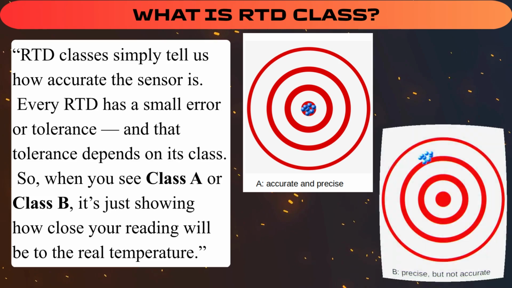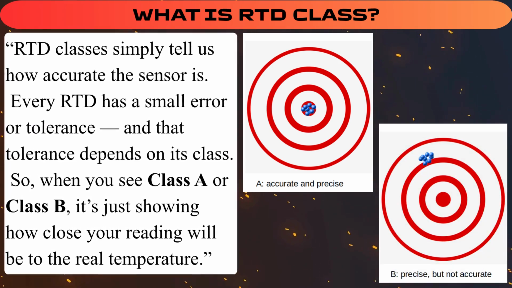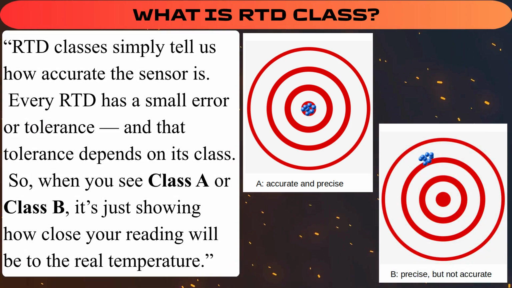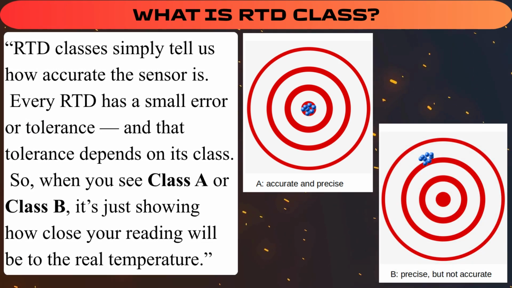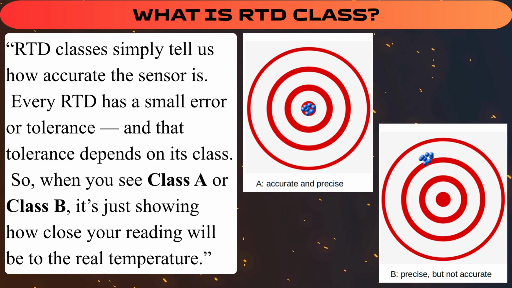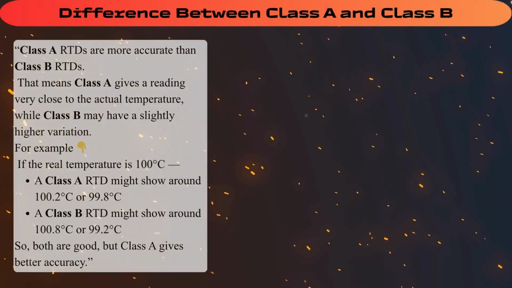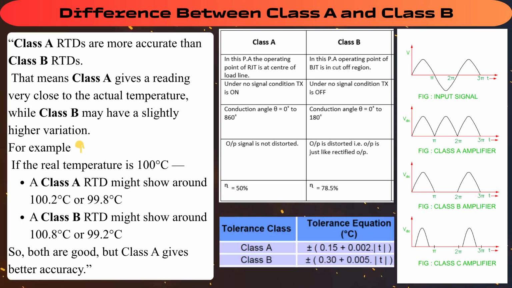What is RTD class? RTD classes simply tell us how accurate the sensor is. Every RTD has a small error or tolerance, and that tolerance depends on its class. So, when you see Class A or Class B, it's just showing how close your reading will be to the real temperature.